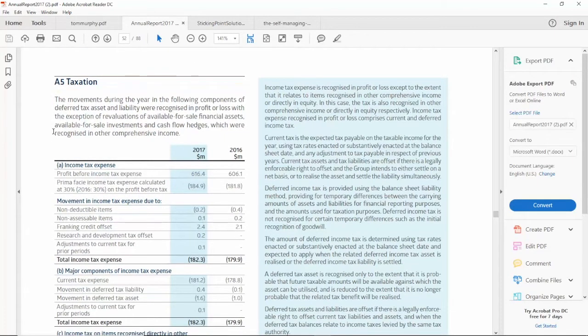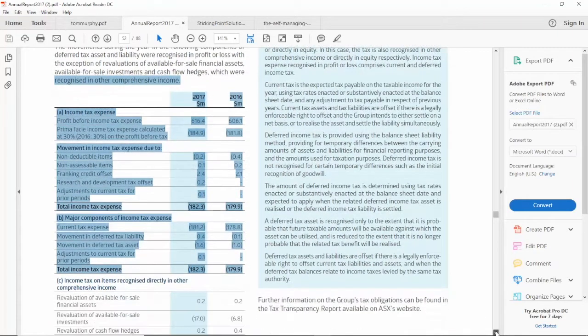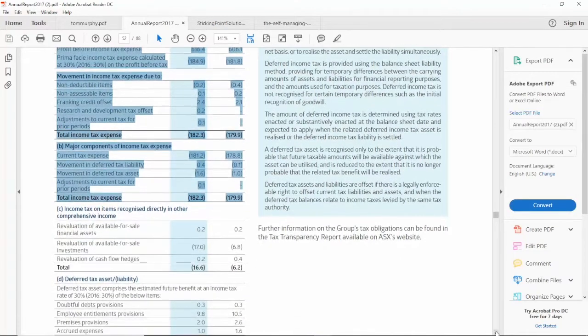Again, taxes. Everybody has to pay taxes, so not important in terms of what we're talking about here. Nothing caught my eye here in a negative way. Talks about how they recognize deferred tax assets.